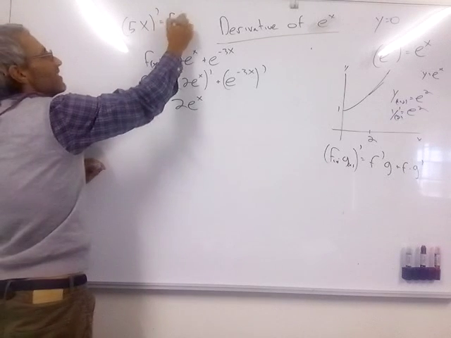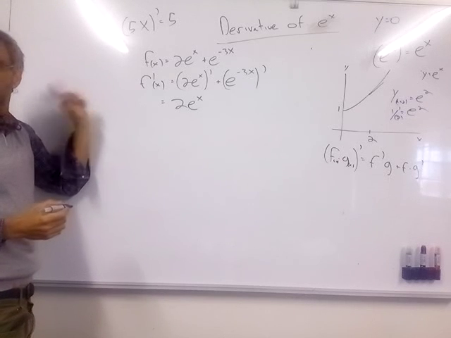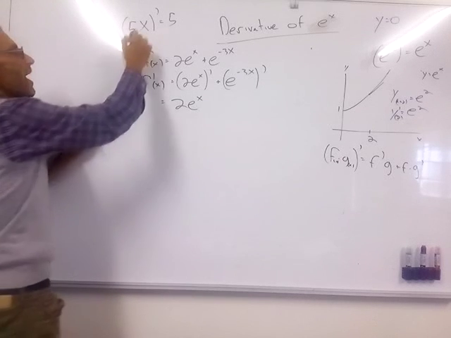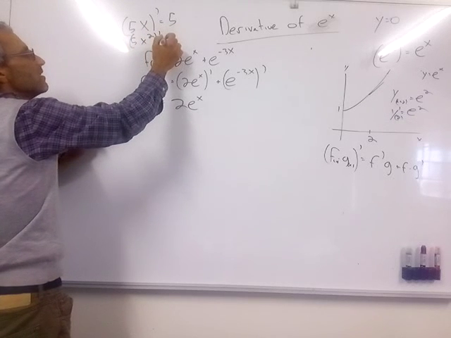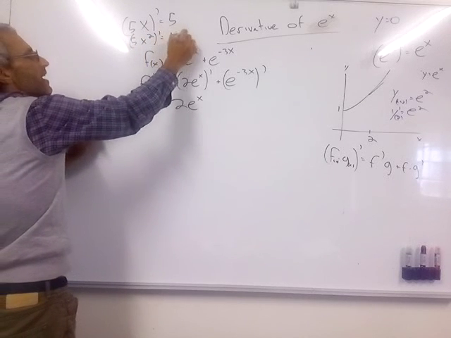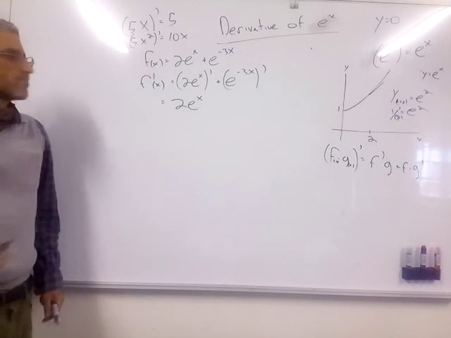Because the 5 remains. The x becomes 1, the 5 is still there, so it's 5. If I had 5x squared, what would be the derivative of that? 10x. The 2 jumps down and multiplies the 5. So it comes from that.